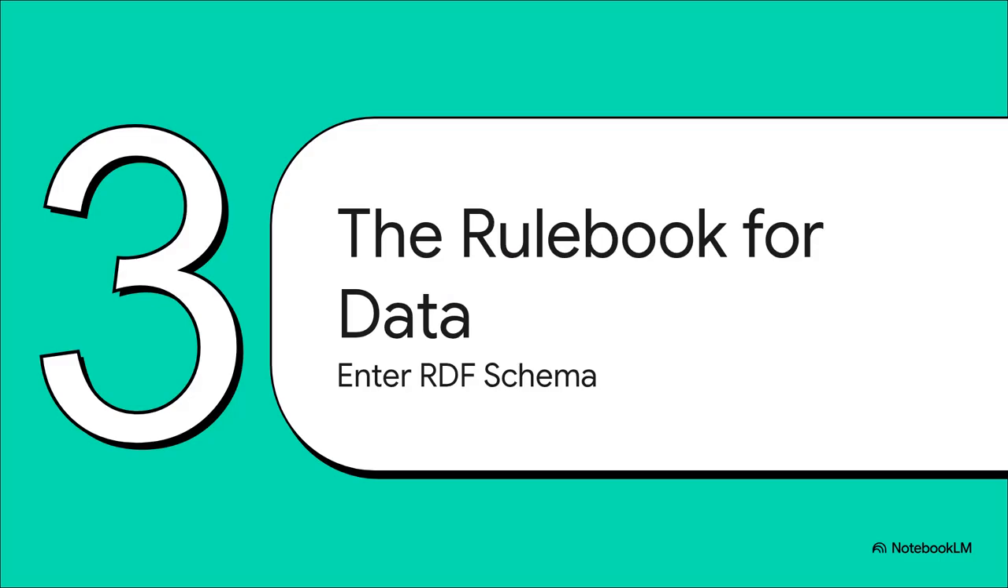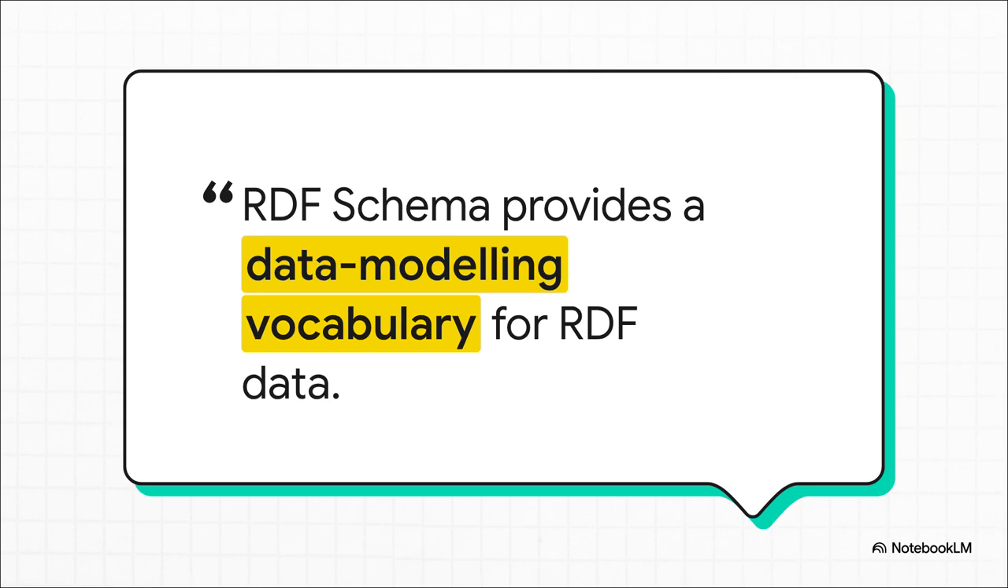And that brings us to Section 3, the rulebook for data. This is where we have to go one level deeper. See, we don't just need the index cards, we need the rulebook that tells us how to categorize them. And that rulebook is RDF Schema, or RDFS for short. The official W3C specification puts it this way. RDF Schema provides a data modeling vocabulary. Now, in plain English, that just means it gives us a shared official set of terms to describe the types of things in our data and the types of relationships that connect them.